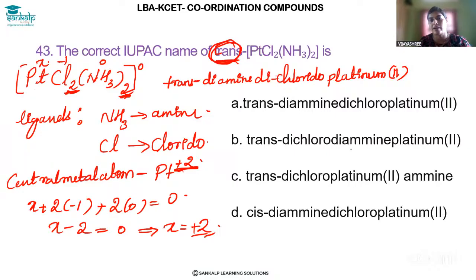We have to name amine ligand first because we have to name ligands alphabetically. Here chloro comes first, so it is the wrong option. We have to eliminate this. Then let us check option C.